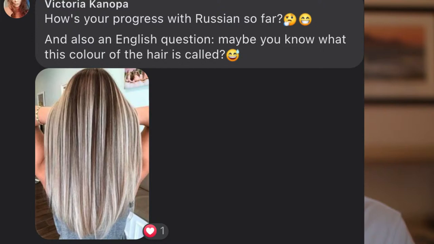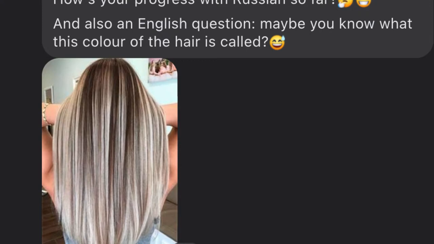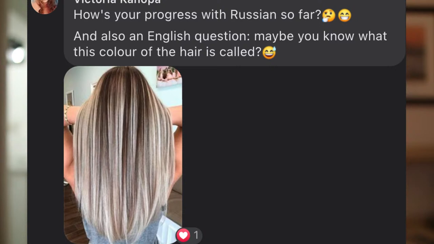This is a hairdressing question. Okay, so what is the name of this color of hair? Goodness me. Okay. Well, all right. I was thinking about this. I probably should have asked a lady, but here's what I came up with.